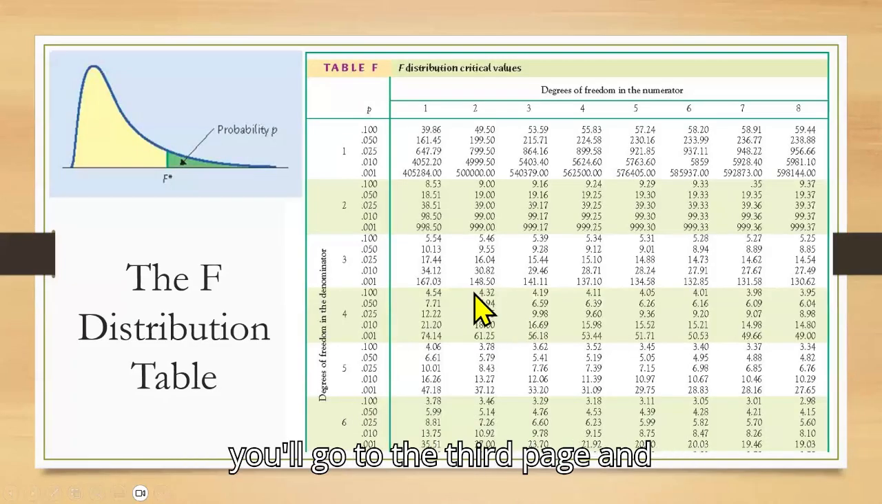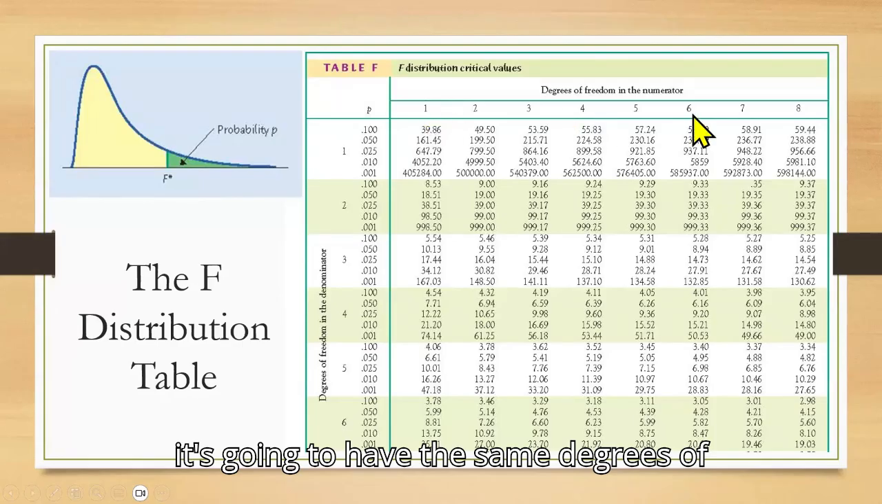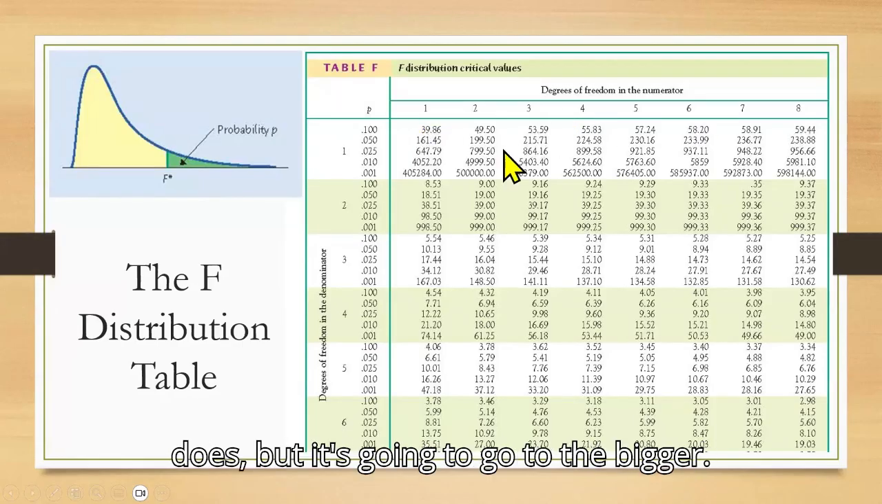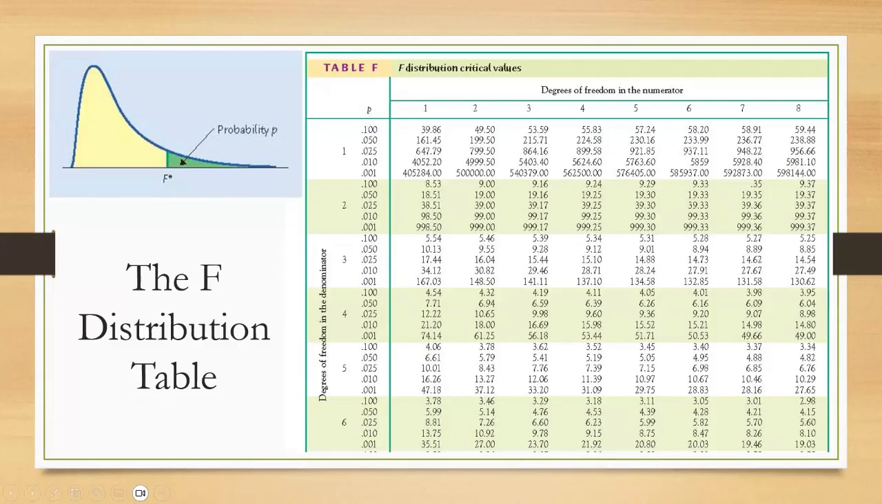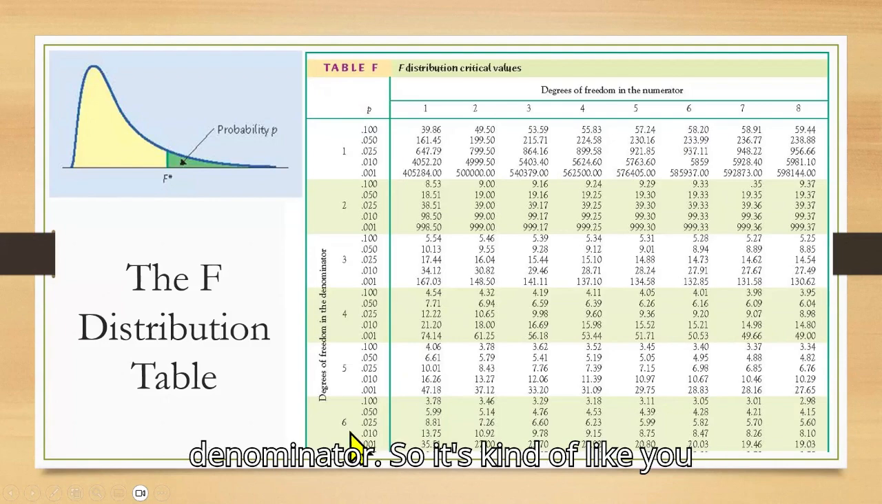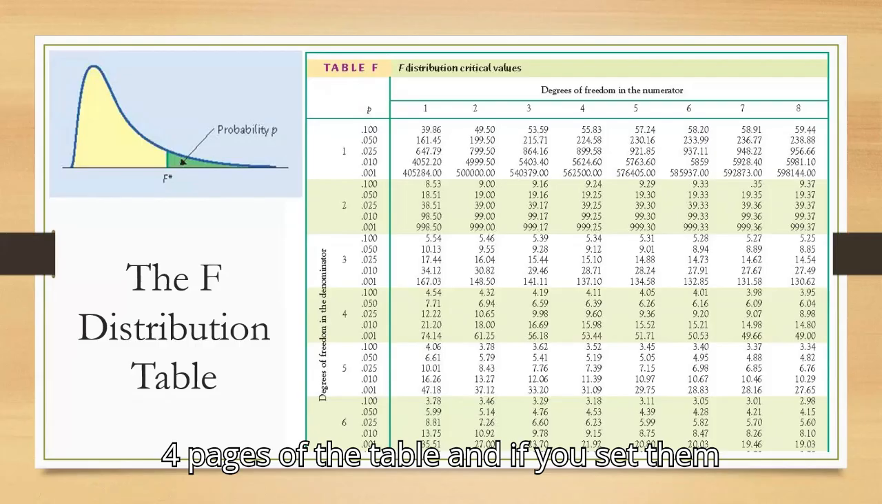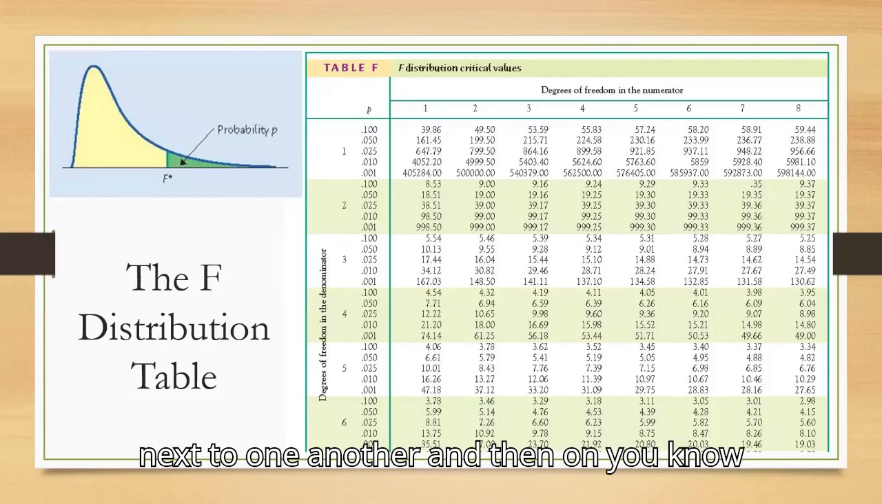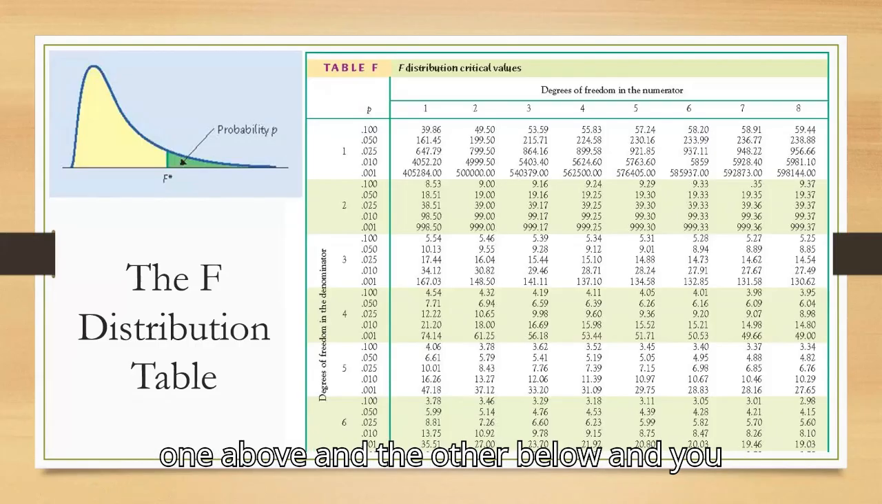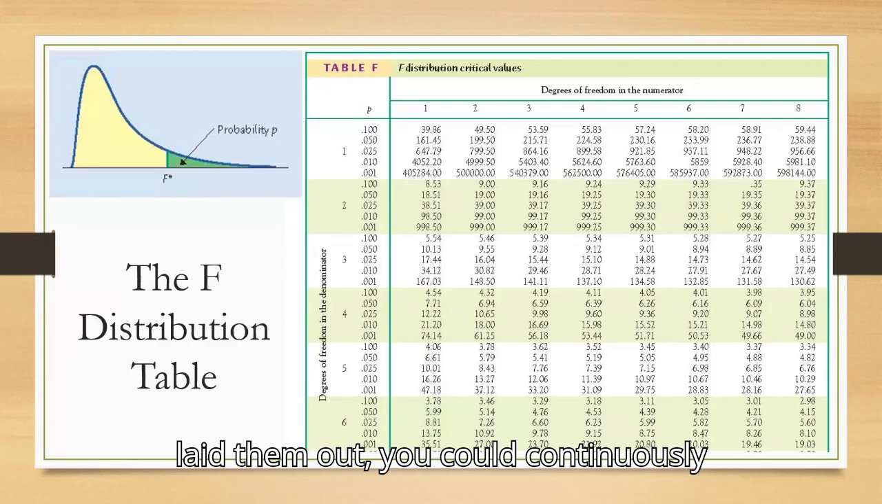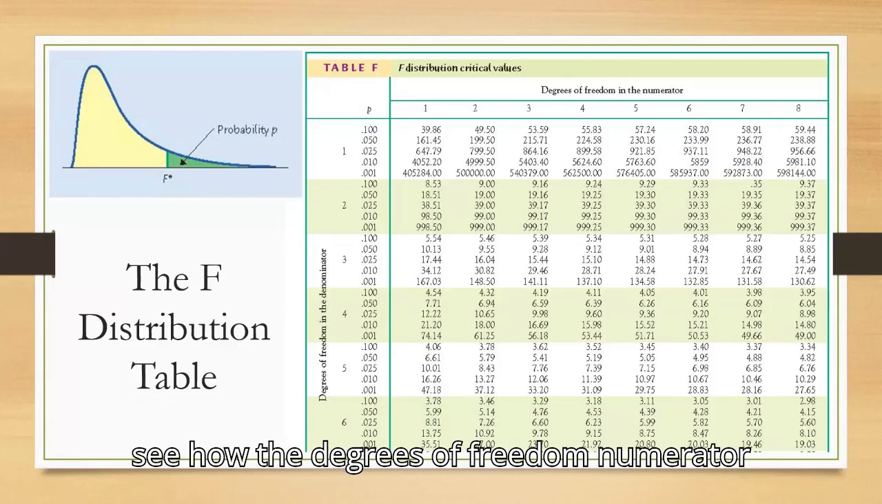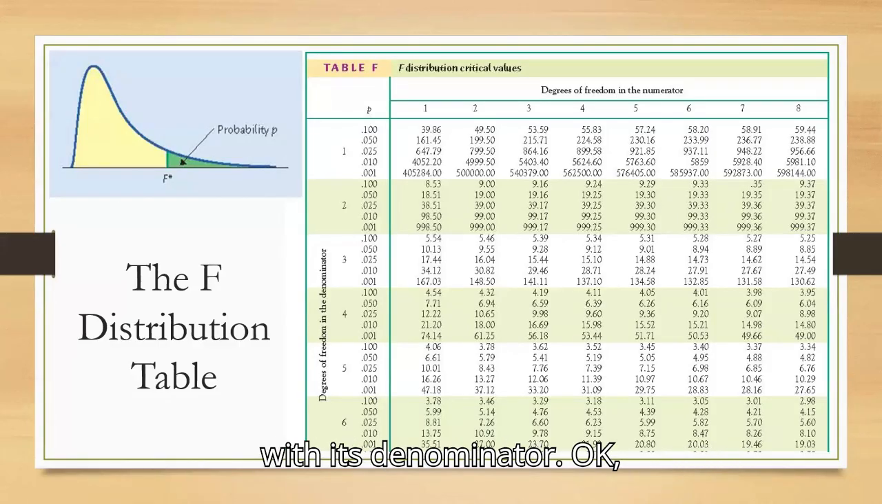All right, and then you'll go to the third page and it's going to have the same degrees of freedom in the numerator as this page does, but it's going to go to the bigger numbers for degrees of freedom in the denominator. So it's kind of like you have these 4 pages of the table, and if you set them next to one another, one above and the other below, and you lay them out, you could continuously see how the degrees of freedom numerator are split over 2 pages, and the same thing with denominator.